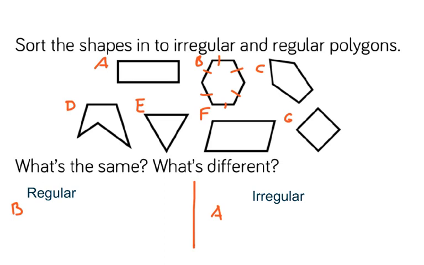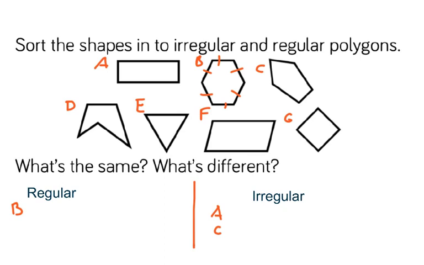Shape C, that is a 5-sided shape. All right, that is a pentagon, but as we can see, not all the sides are the same length. All right, so shape C is going to go here. So we don't have to worry about the angles. We can see that all those sides aren't the same.